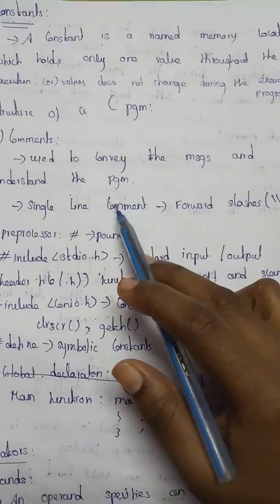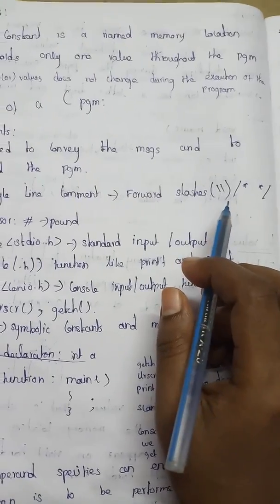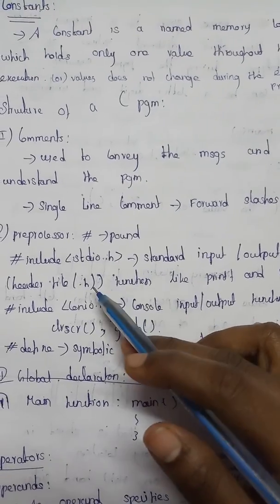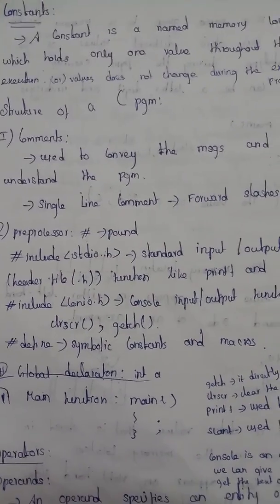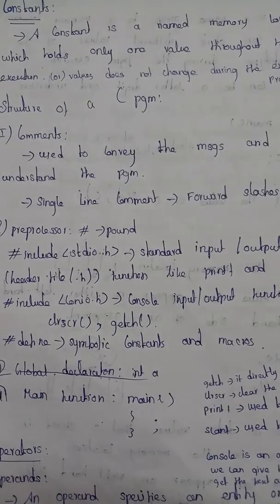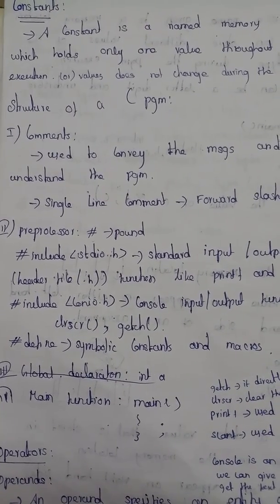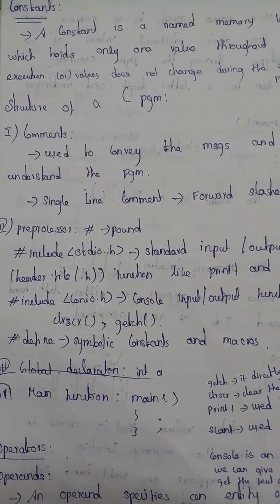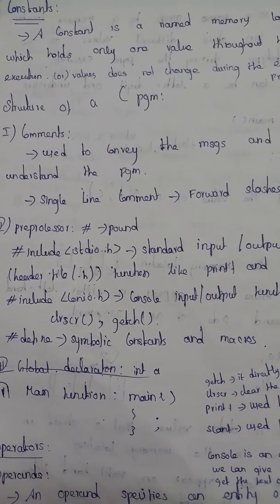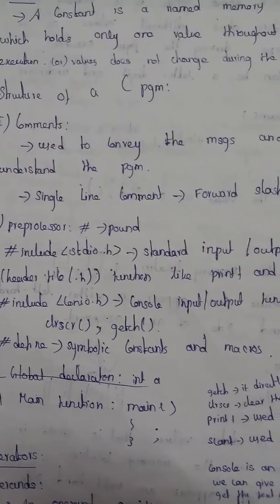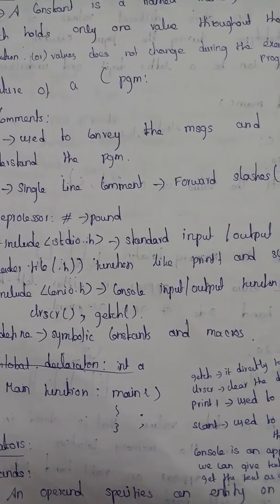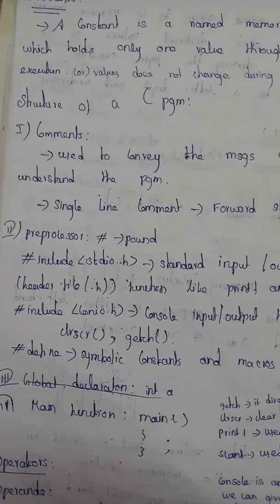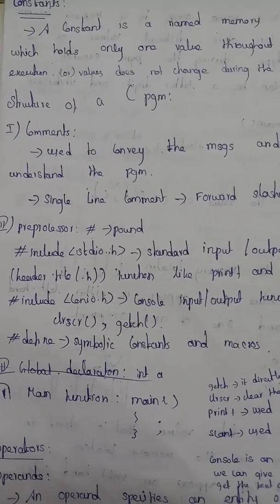Here we can use the single line comment with forward slashes. Okay, the preprocessor. You all know that there are different types. We have discussed two different types of preprocessor. There are so many types, but here we have discussed just two. The first one is #include stdio.h, which means standard input output header file. What are the functions of stdio.h? printf and scanf. What is the use of printf? It is used to display the output, and scanf is used to take the input from the user.